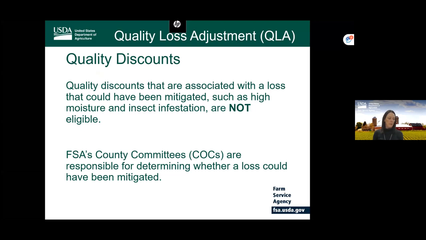QLA will consider all quality discounts recognized by the industry. Quality discounts that are associated with a loss that could have been mitigated, such as high moisture or insect infestation, are not eligible. And the Farm Service Agency's county committees are responsible for determining whether a loss could have been mitigated or not.